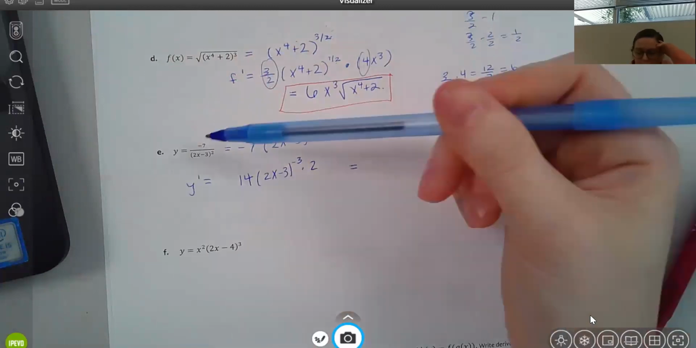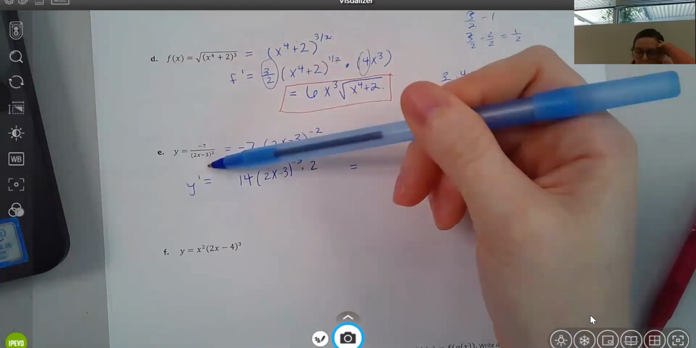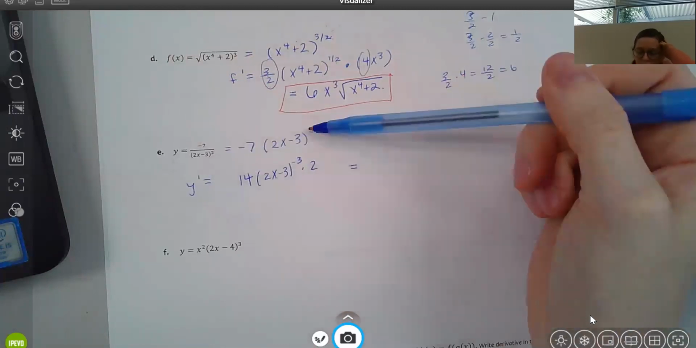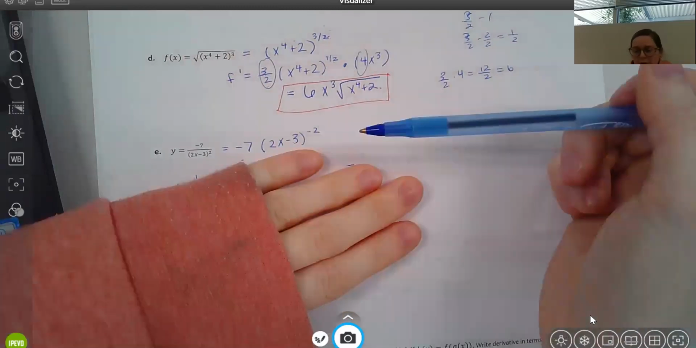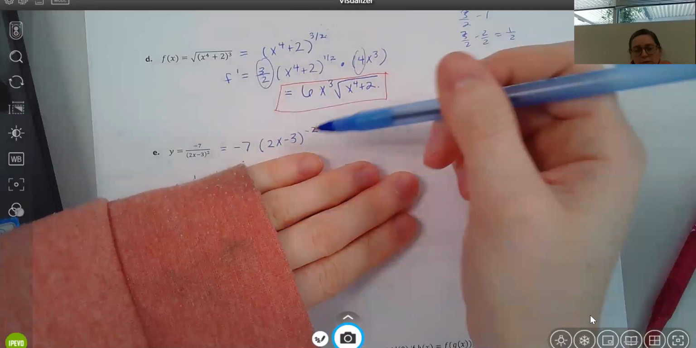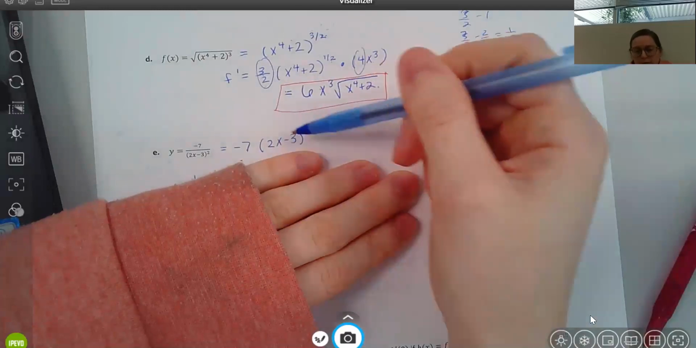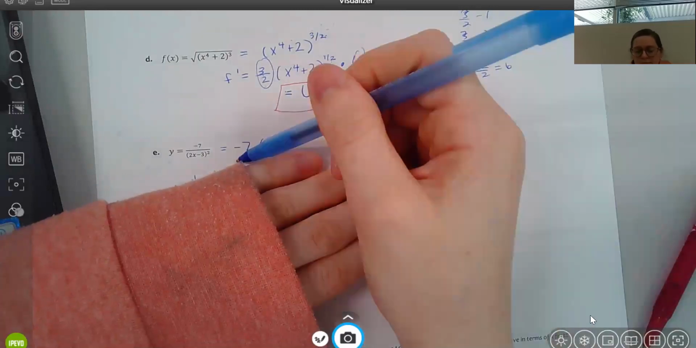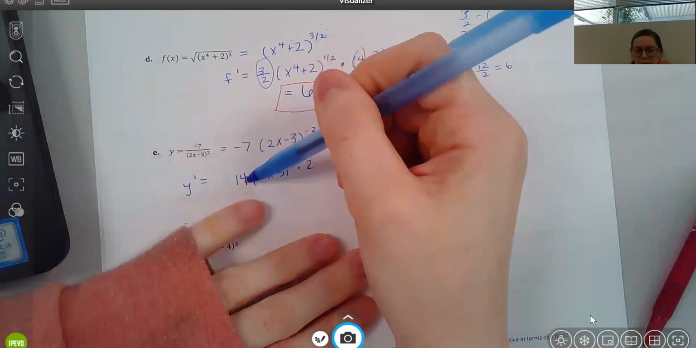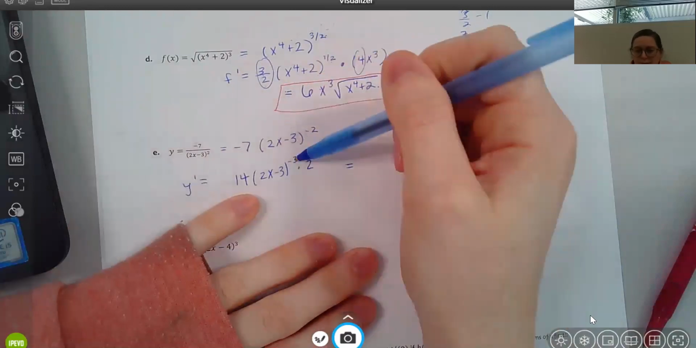-7, just a coefficient. The 2x minus 3 is getting squared on the bottom, so that would be just 2x minus 3 to the -2 power. This is just rewriting, haven't taken any derivative, just rewrote it. Now I'm going to use my chain rule because I've got the inside function of 2x minus 3 to the outside function of -2 power. Bring the -2 down. -2 times -7 is +14. Leave the inside alone, and we subtracted 1 from the power to get -3.